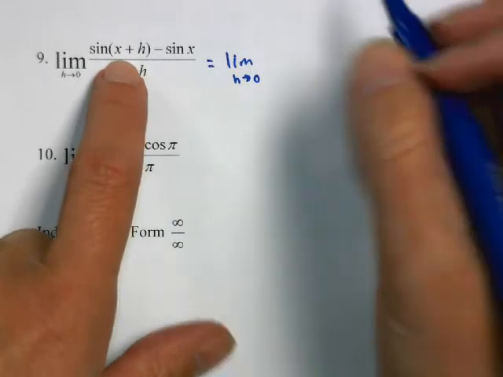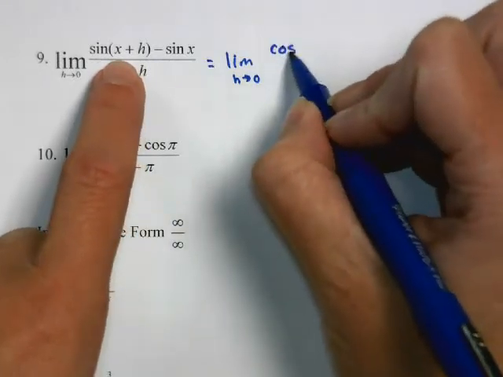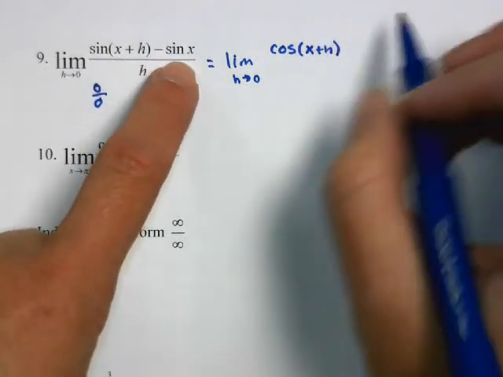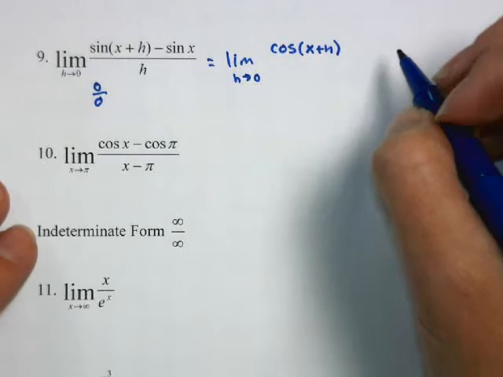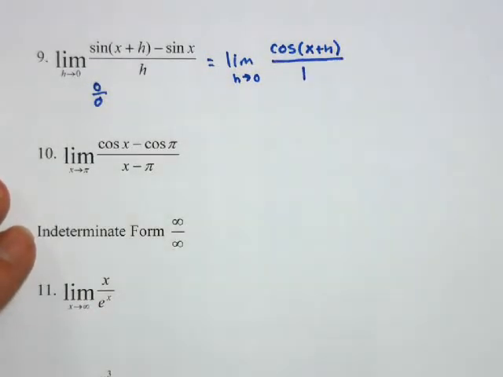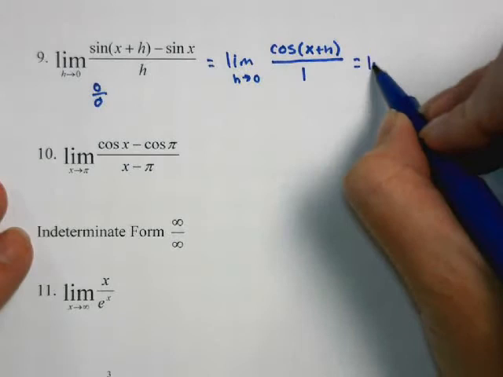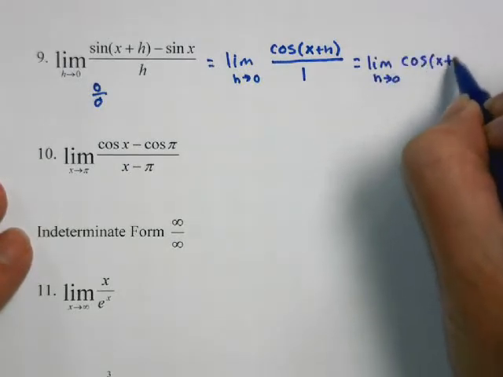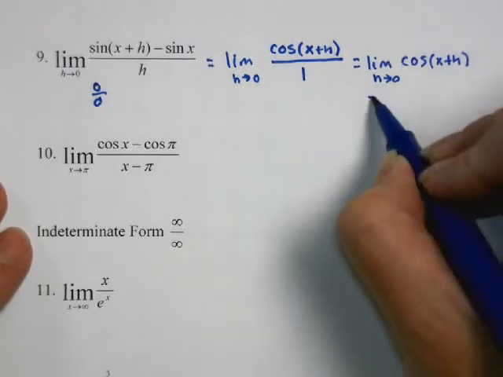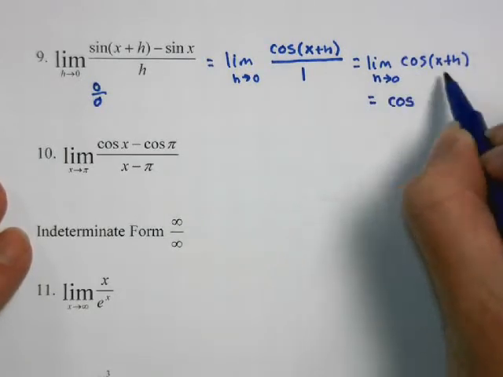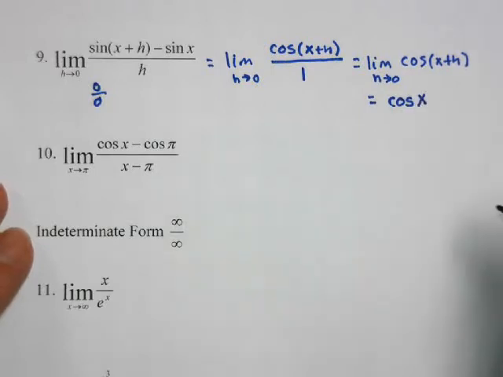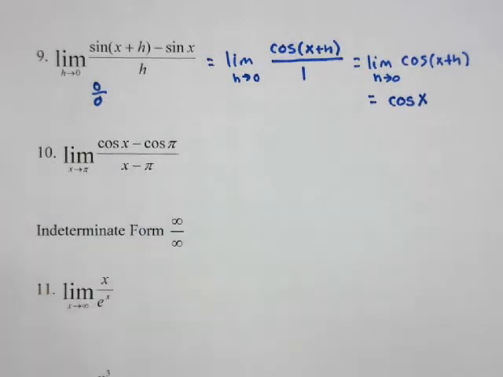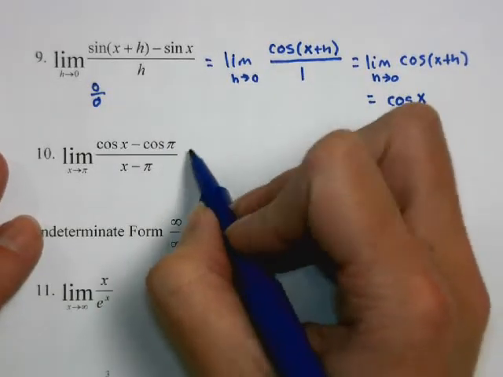On the top, the derivative of this is going to be cosine of x plus h times the derivative of h, which is just 1. The sine x is actually going to go away because it doesn't contain an h, over 1. So this is now the limit as h goes to 0 of cosine of x plus h, which I can plug in 0, gives me cosine of x plus 0, which is cosine of x, which is the definition of the derivative.